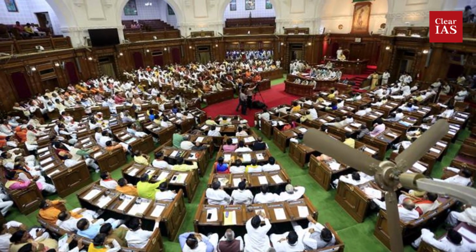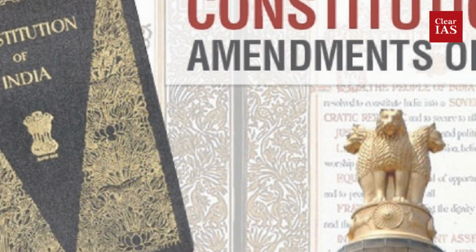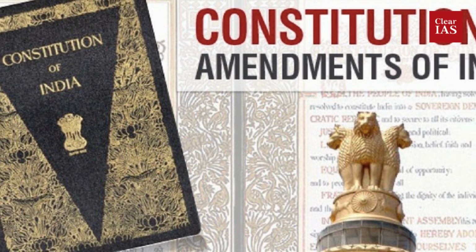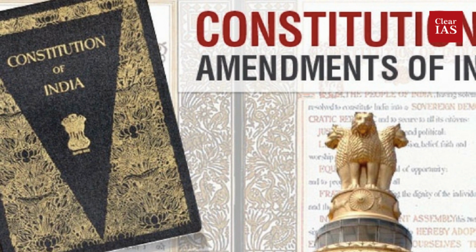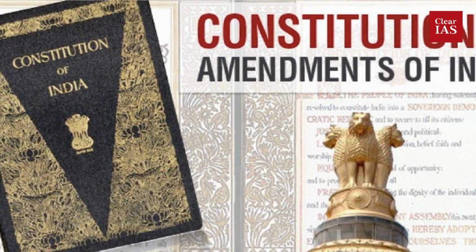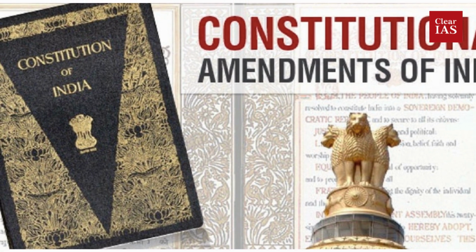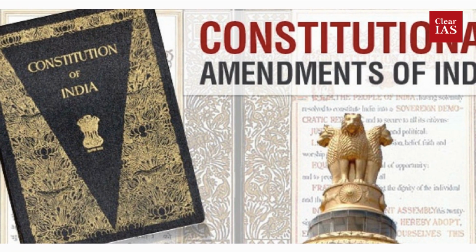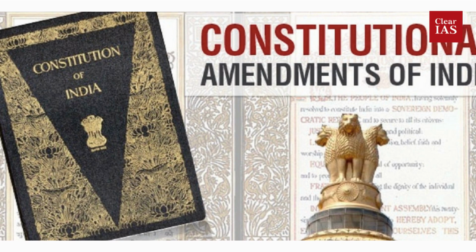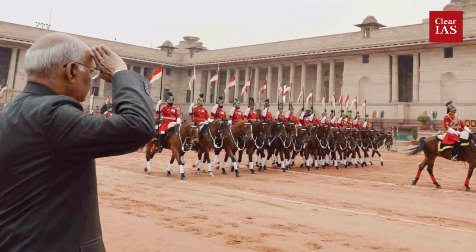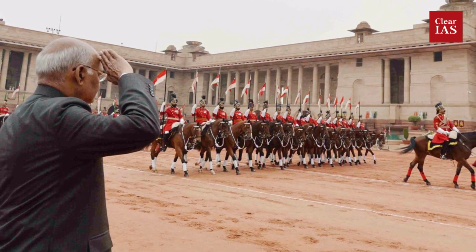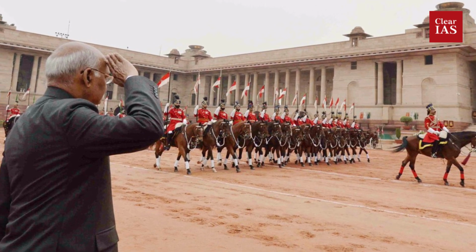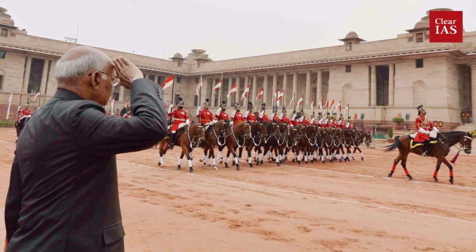Type C requires a majority of 2/3 members present and voting supported by more than 50% of the state legislatures by a simple majority, used in amendment of Constitution where ratification by states is required. Type D requires a majority of 2/3 members of the total strength of the House, used in removal of President.